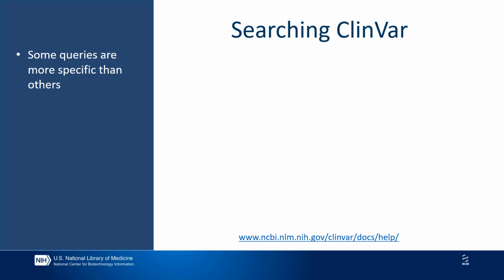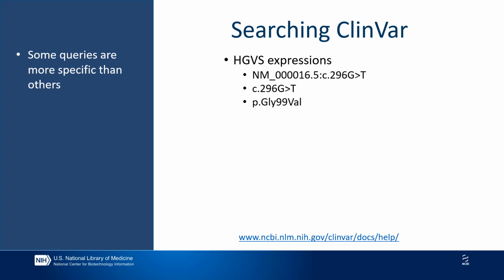So if you're looking for a specific variant, probably the best kind of search term is an HGVS expression. So a full HGVS expression using accession.version, colon, and the c. or whatever change is really the most specific term you can use. You can also search on partial HGVS expressions like just a c. or just a p. These are a little less specific because there may be a variant in more than one gene that can be described like this.